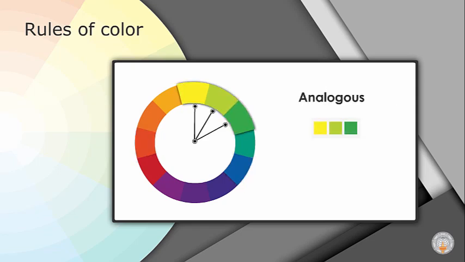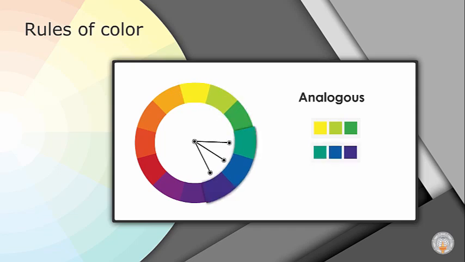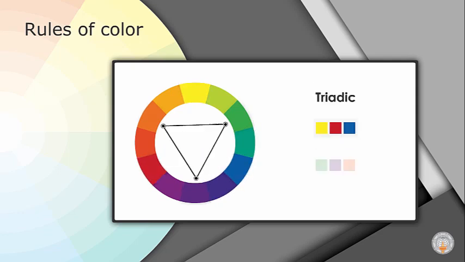The analogous color scheme uses colors adjacent to each other on the wheel. For instance, the blues and greens. The color scheme is considered as pleasing to the human eye. The triadic color scheme uses three colors that are equally positioned from each other on the color wheel. This color scheme is considered to be one of the best methods while creating a color harmony.